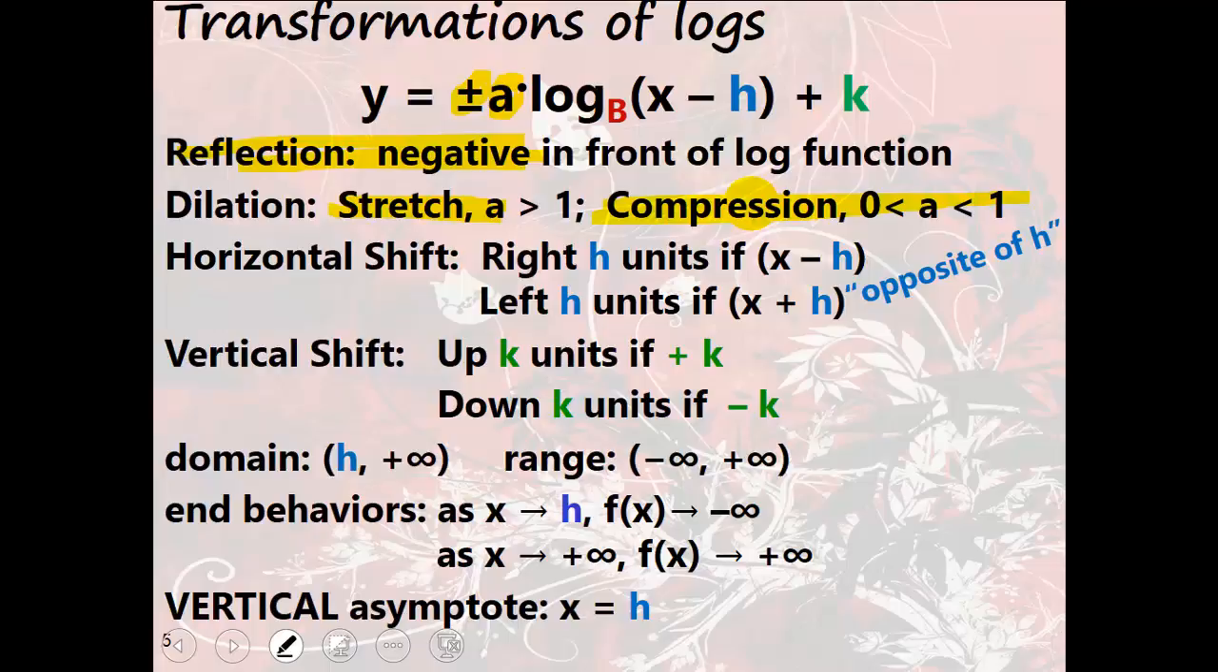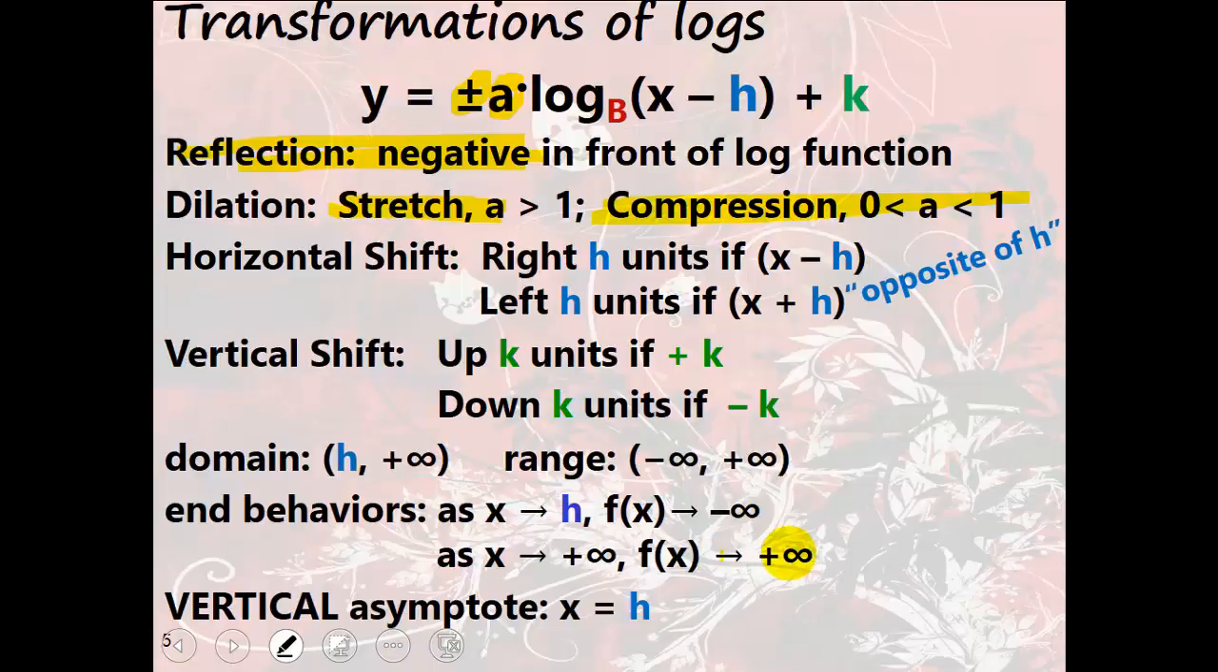All right? So when we talk about our domain, it's always going to go from our h value to infinity. And when we talk about our range now, it's going to go from negative infinity to positive infinity. And end behaviors are going to go from as x goes to that vertical asymptote, or h, f of x goes to negative infinity. As x goes to positive infinity, f of x is going to go to positive infinity for the most standard.